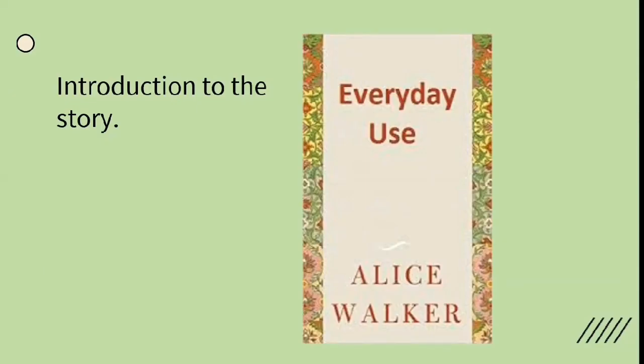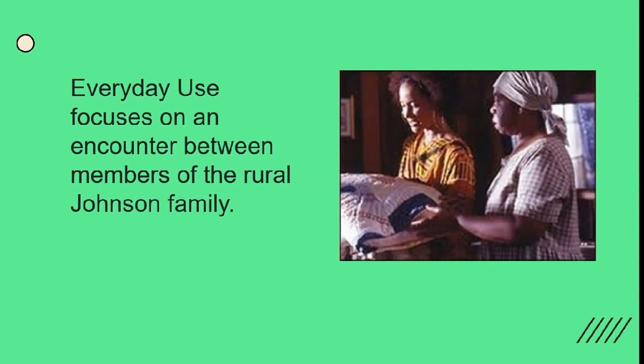Introduction to the story Everyday Use. In her short story Everyday Use, Alice Walker takes up what is a recurring theme in her work: the representation of the harmony as well as the conflicts and struggle within African American cultures. Everyday Use focuses on an encounter between members of the rural Johnson family.